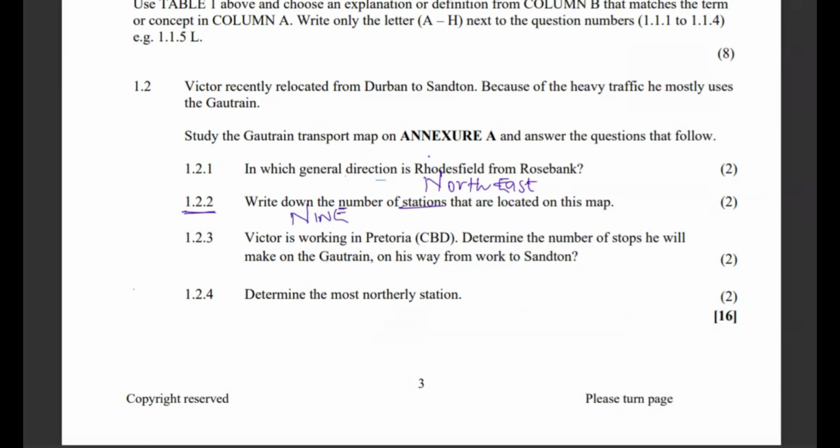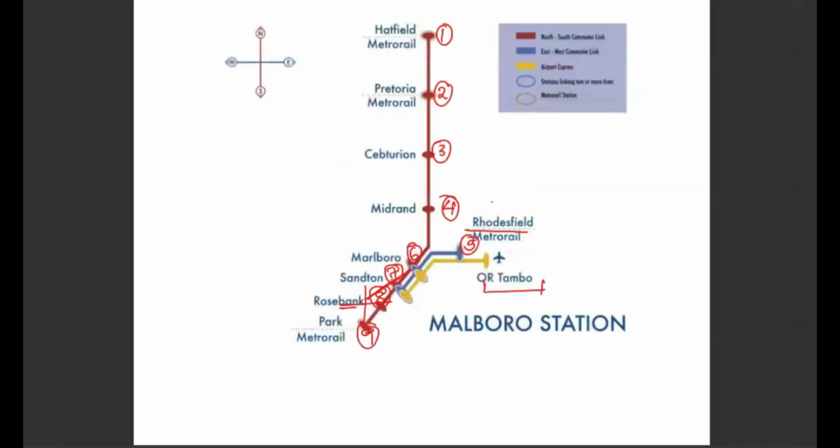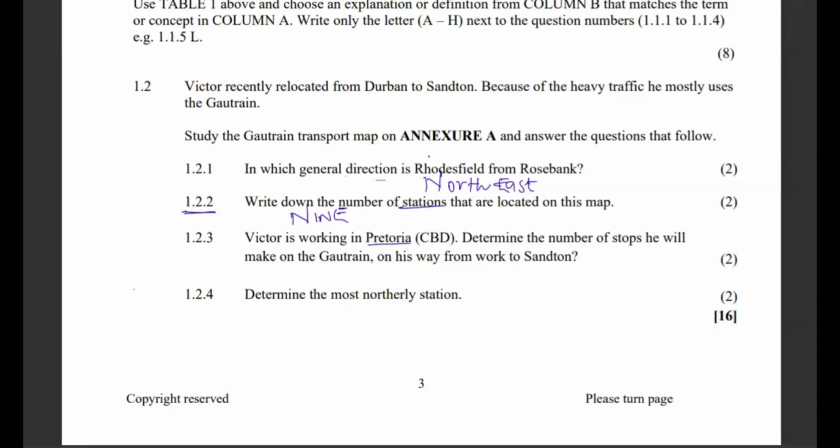Victor is working in Pretoria CBD. Determine the number of stops he will make on the train on his way from work to Sandton. So we have from Pretoria. So he has left. So this is 1, 2, 3. Eventually, he jumps off. So the answer here was supposed to be 3 stops.